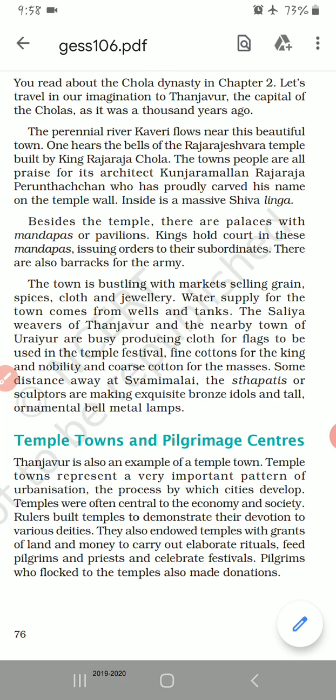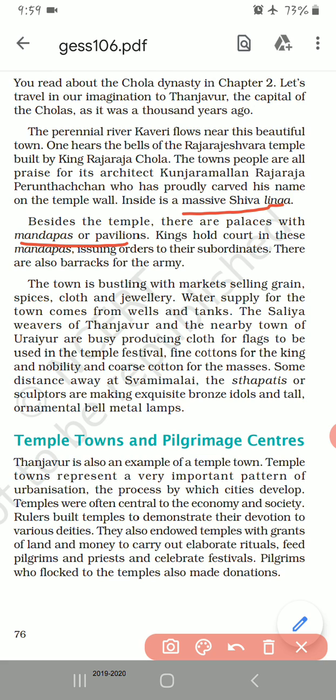And inside is a massive Shivlinga. What is the meaning of massive Shivlinga? Massive means very big, huge. Besides the temple, there are places with mandapas or pavilions.